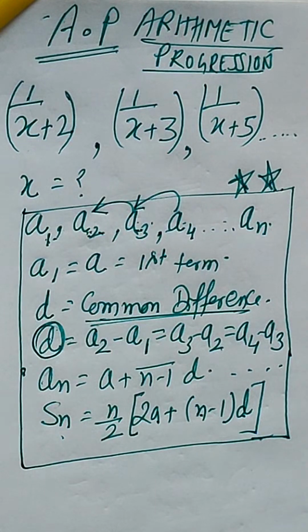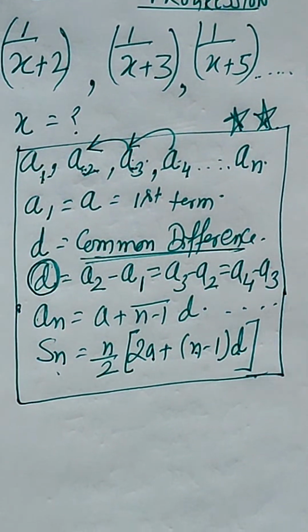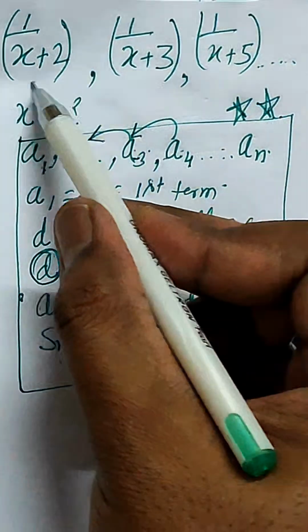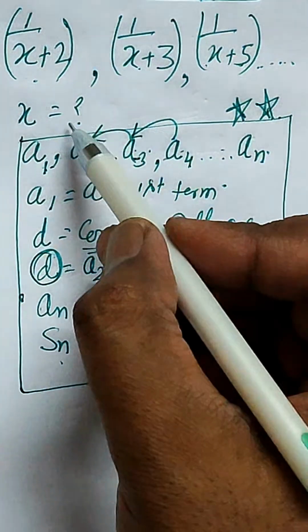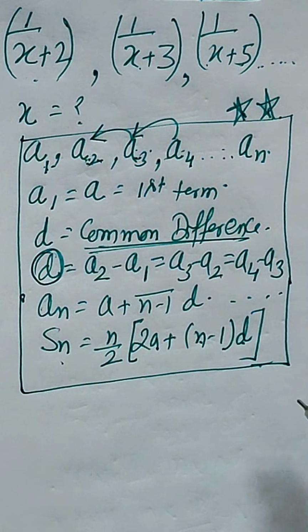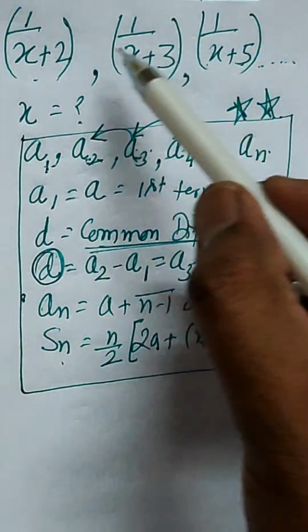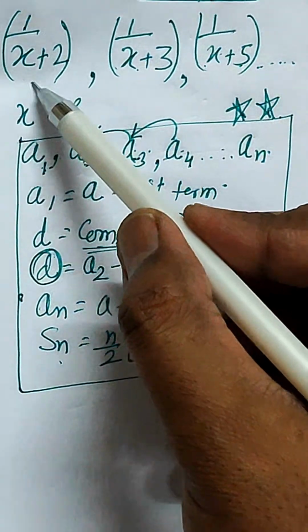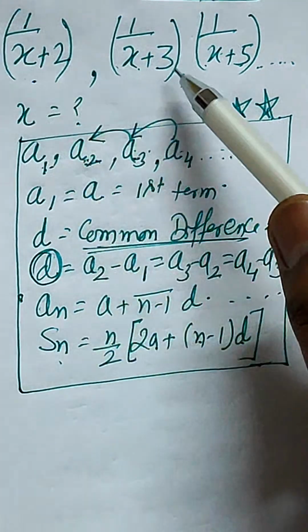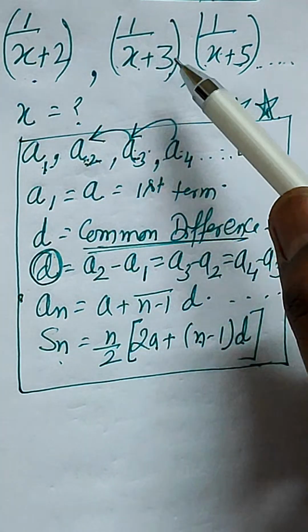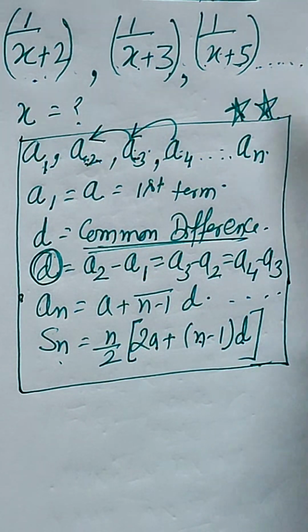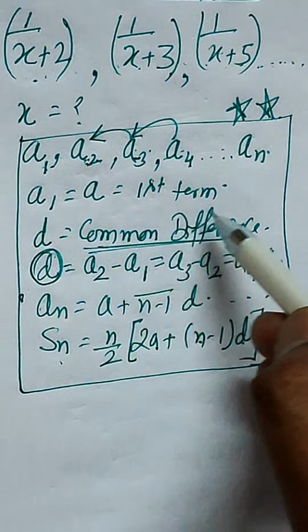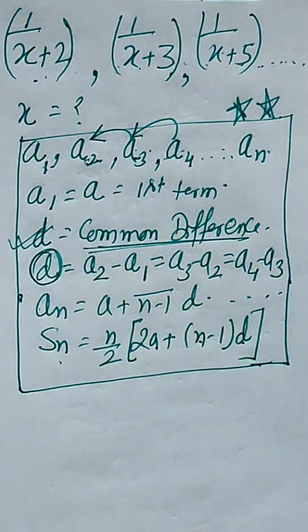Now, coming to the question directly. The question was that if these three terms are in AP, then we need to find the value of x. So students, it's very clear that it's not mentioned whether this is the first term or the second term. It's mentioned that these are three successive terms of an AP. So we will apply the concept of common difference over here.